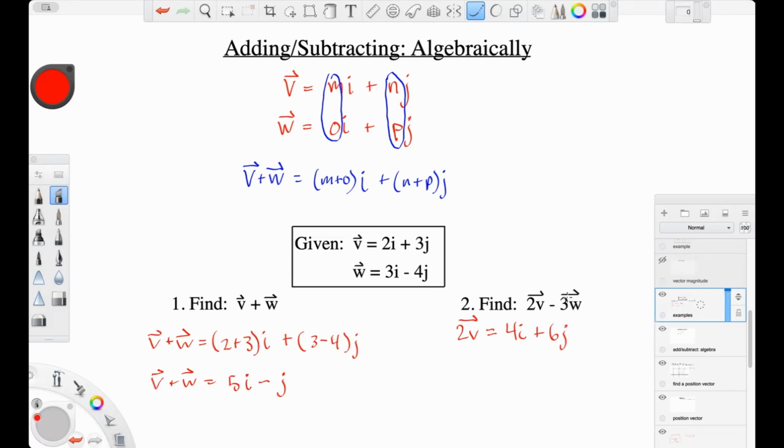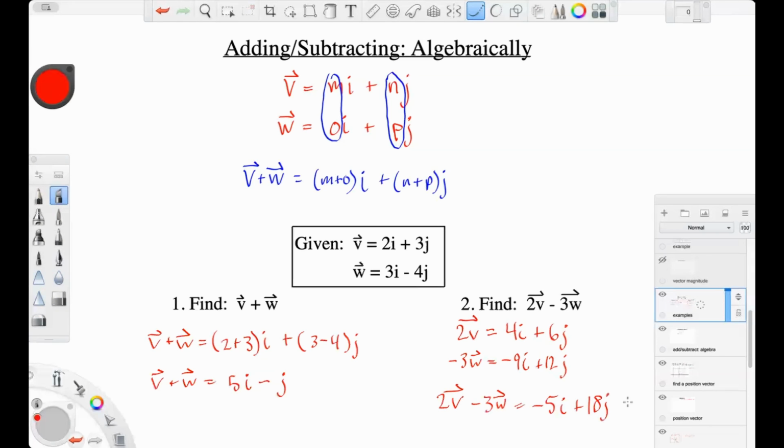There's 2v. And then I'm going to go ahead and apply the negative at the same time that I scale. So I'm going to multiply everything here by negative 3. So negative 3w is going to be equal to negative 3 times 3 is negative 9i, and then negative 3 times negative 4 is positive 12j. So I just let the math do all the hard work for me. And now when I do 2v minus 3w, I'll get 4 minus 9 is negative 5i, 6 plus 12 is positive 18j, and there's the resultant vector.